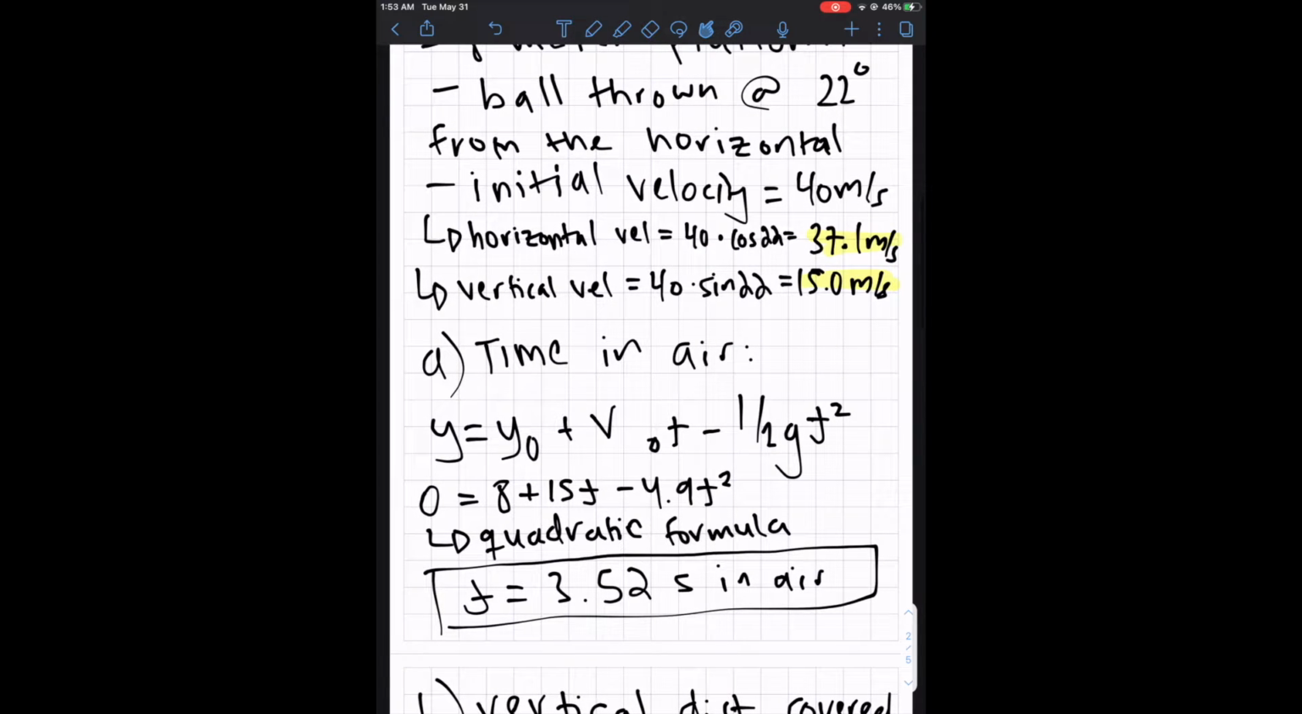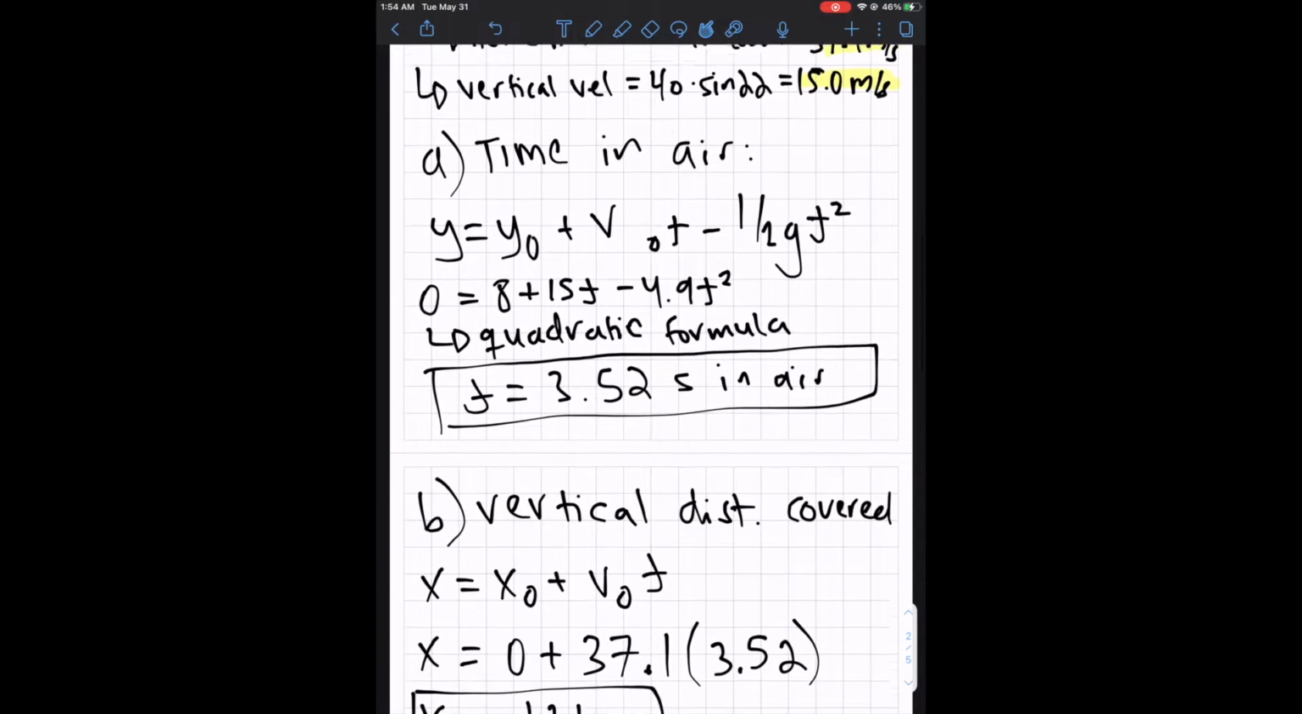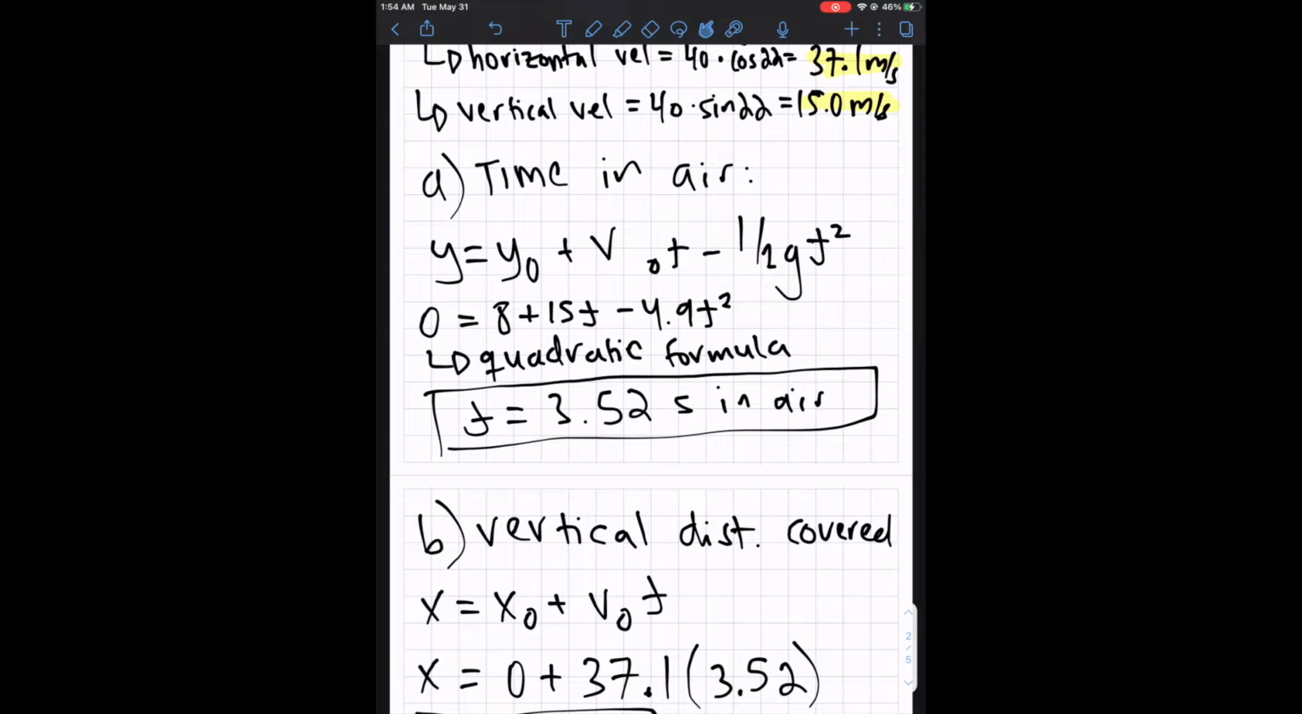The horizontal component of the velocity is 40 meters per second times cosine of 22, which is 37.1 meters per second. And the vertical component of the velocity is 40 meters per second times sine of 22, which is 15 meters per second. So for problem A, we have to figure out the time that the ball spends in the air.